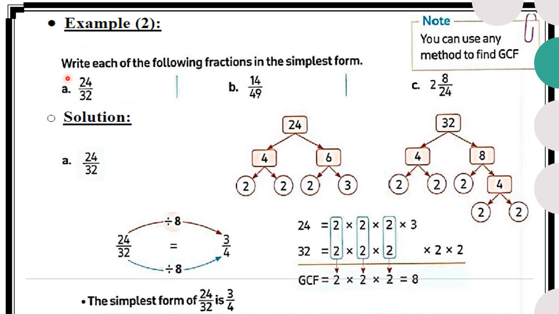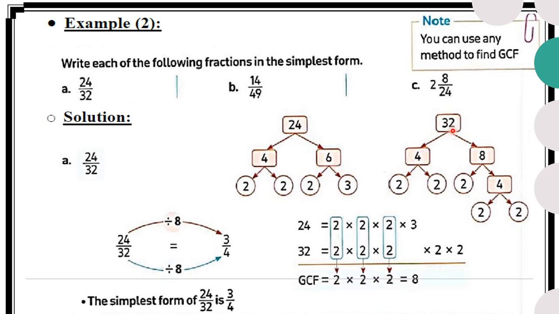Let's see example 2. Write each of the following fractions in simplest form. In letter A, 24 over 32. Here we will use factorize. To find the greatest common factor, we will factorize. 24 means 4 times 6. 4, is it a prime number? No, so we will break it into 2 times 2. 6, is it a prime number? No, so we will break it into 2 times 3.